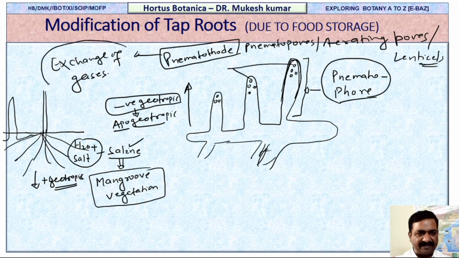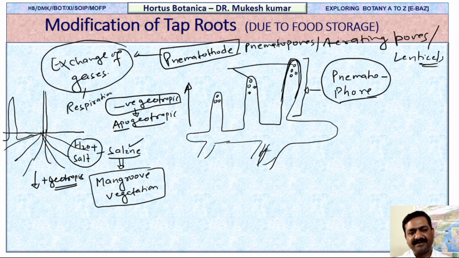So what we are finding? We are finding they are exchanging gases, so they help in respiration. This is not the normal function of a root. The normal function is the absorption and conduction of water and minerals, and here you are finding how roots are involved in the exchange of gases. Again, it is a special function, okay. So this is the special function and is found in the mangrove vegetation.